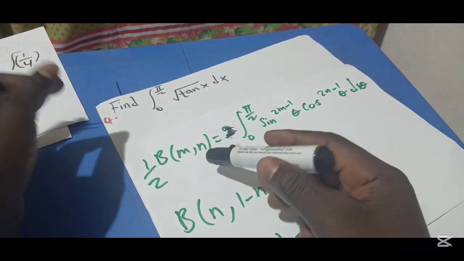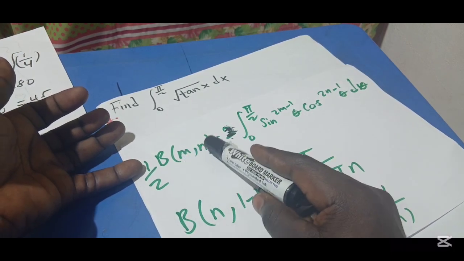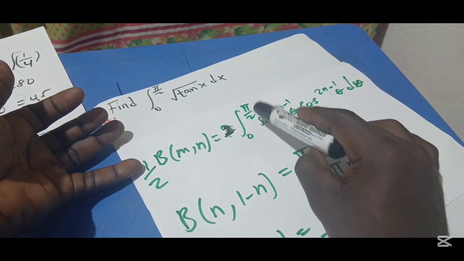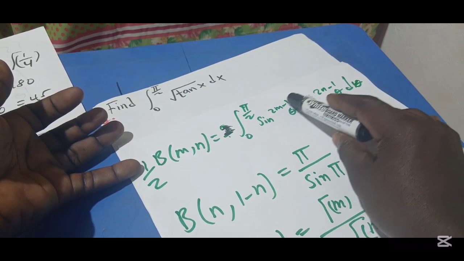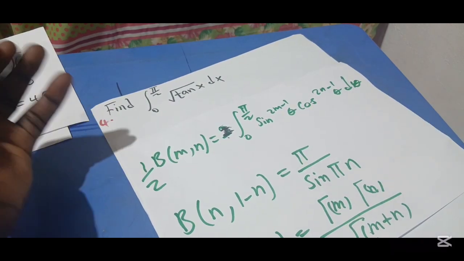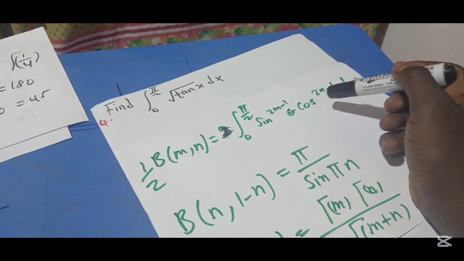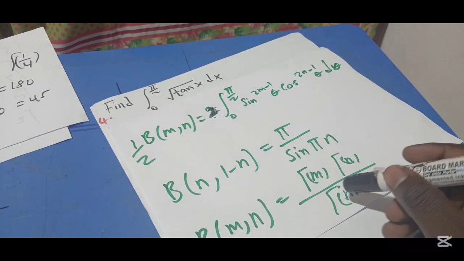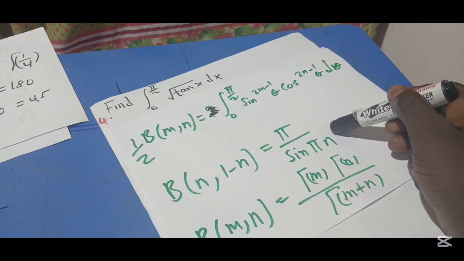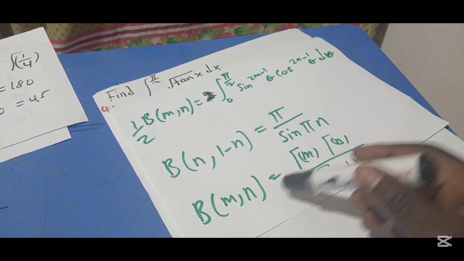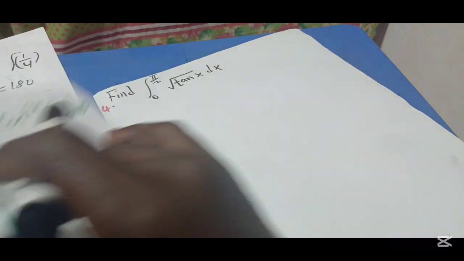So now this is the formula we need to know. Beta of m, n equals the integral from 0 to pi on 2 of sine to the power 2m minus 1 theta, cos to the power 2n minus 1 theta, d theta. And the other bonus formula that we need to know is Euler's reflection formula and the relation between gamma and beta. So now let's continue.